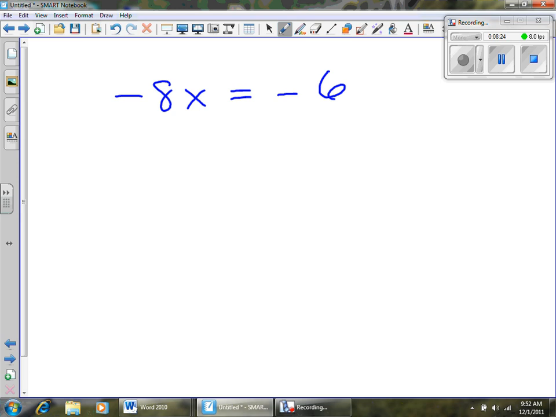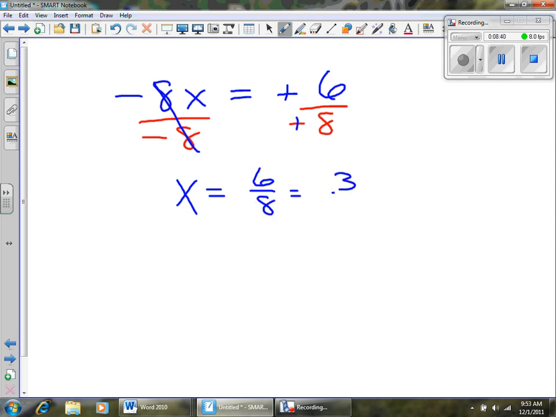All right, now the last step, I have to undo the multiplication. I'll divide by negative 8, divide by negative 8, and I will get, shoop, x will equal, those will cancel, 6/8, which will simplify to 3/4. So x equals 3/4, and I am done. You'll get some more practice with that tomorrow, Friday in class.